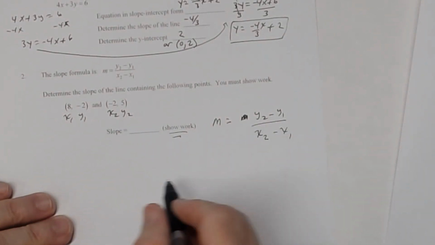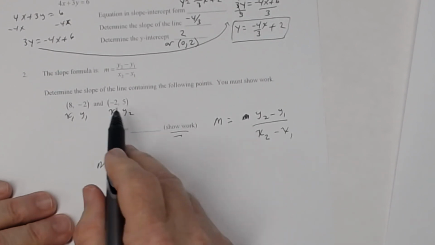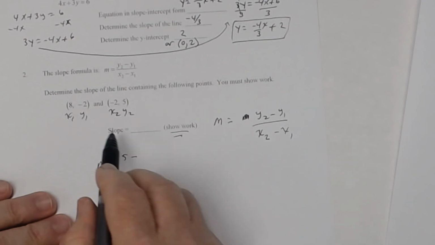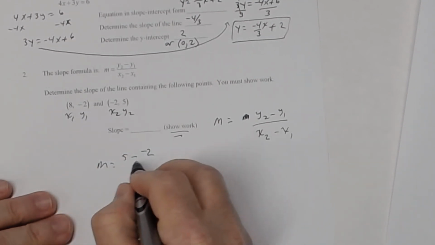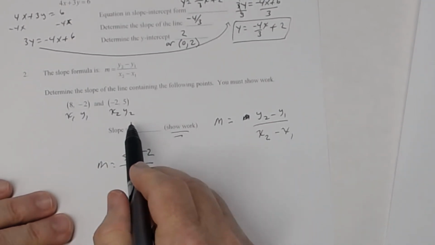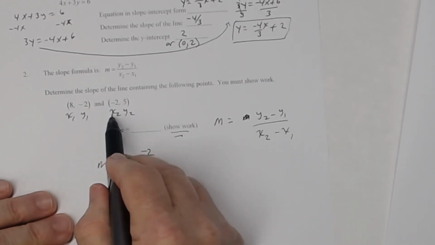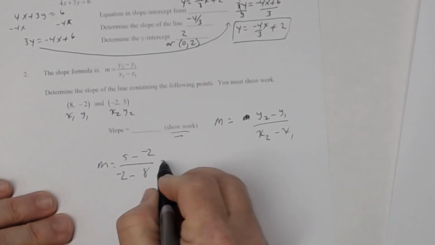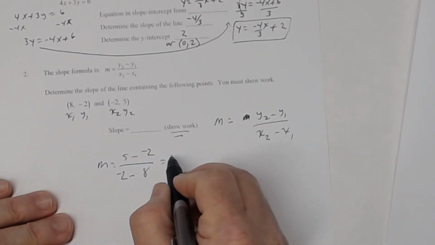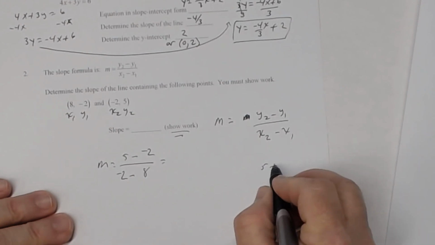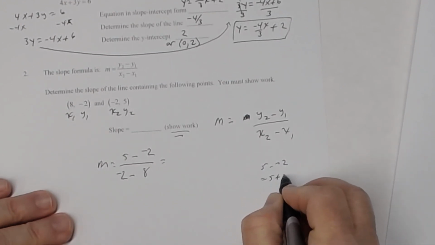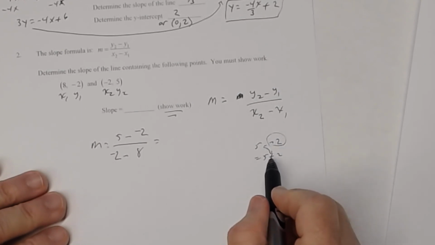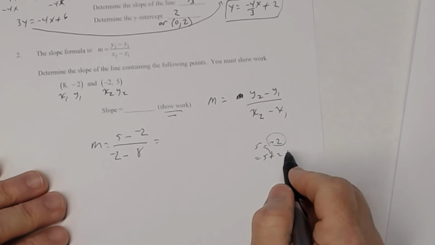So here's the work. You're going to say y2 minus y1. So y2 is 5, subtract y1, which is negative 2, divided by, now since I started with 5, I have to start with negative 2, subtract 8. And 5 subtract negative 2 is 5 plus 2. Remember, change this to addition. You add the opposite. So 5 plus the opposite of negative 2, which is a positive 2, so you get 7.